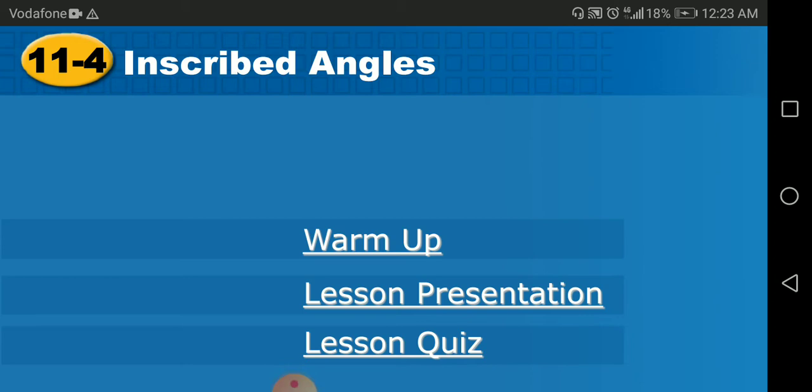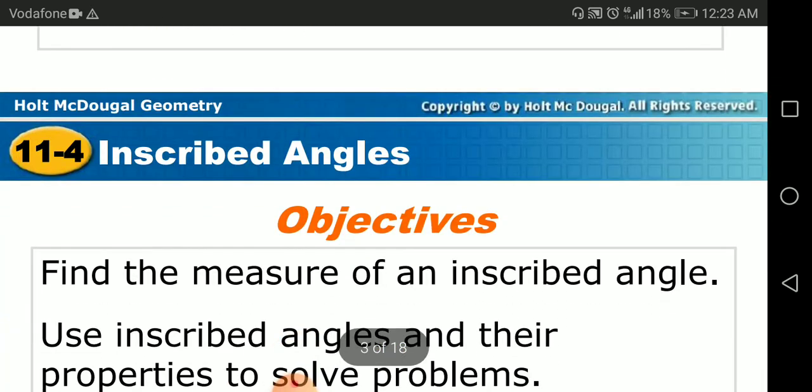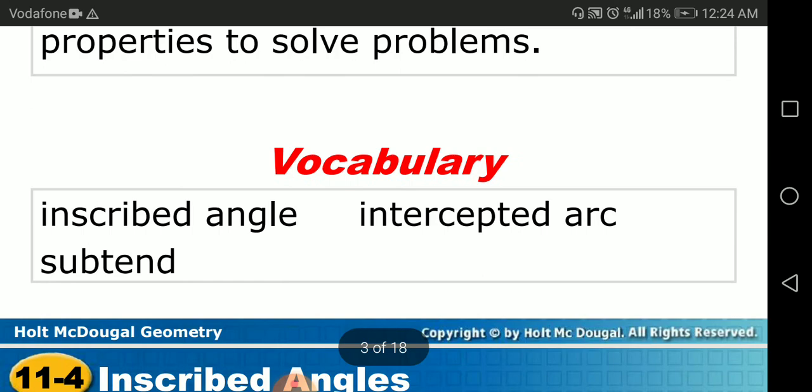Today we're going to talk about a new lesson. It's about inscribed angles. So let's start. Today we're going to find the measure of the inscribed angle and use inscribed angles and their properties to solve problems.